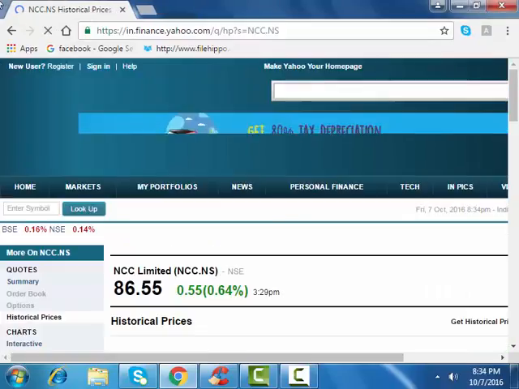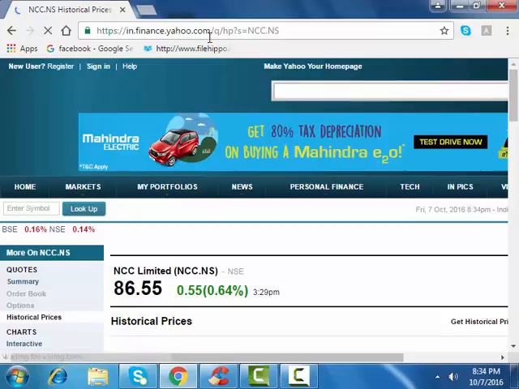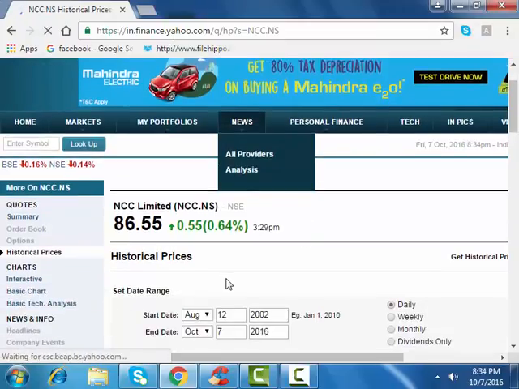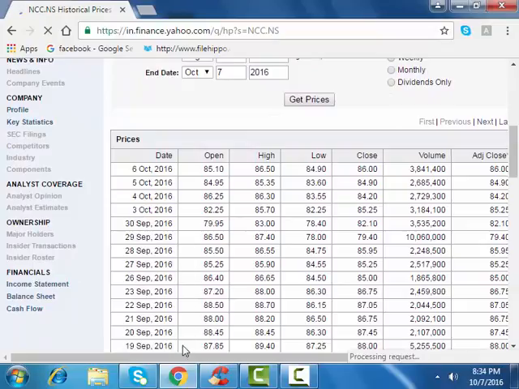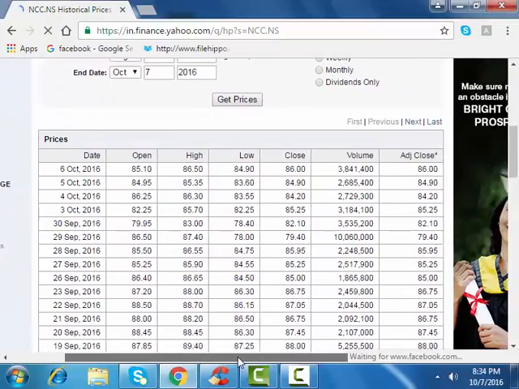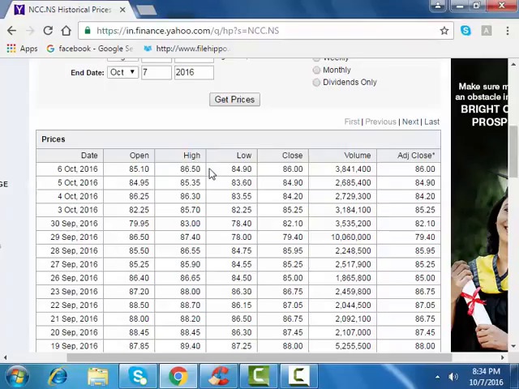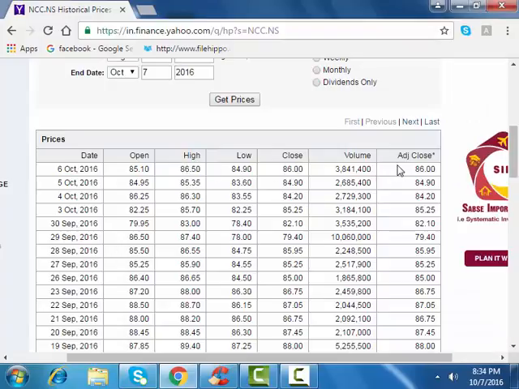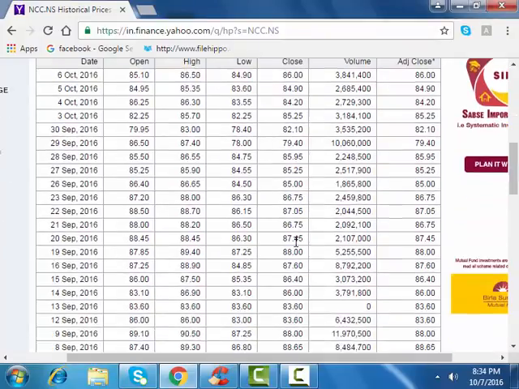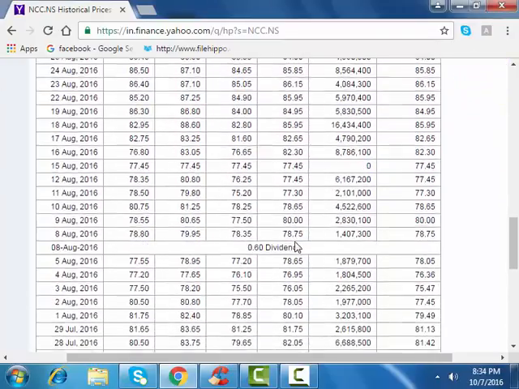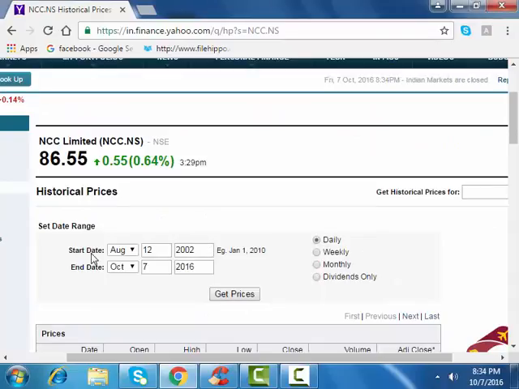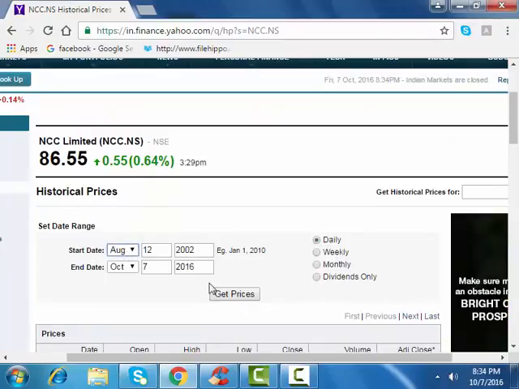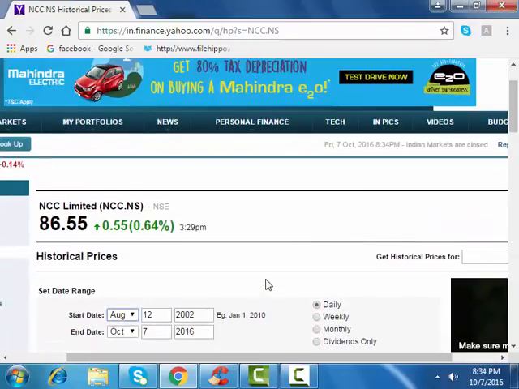And the next and last, Yahoo Finance. On this website you can see historical prices of any stock. Like we have taken NCC Limited, so we are seeing the highs and lows made by a particular stock in this year. Select the year, date and month. You can see the chart and then you can see the historical prices.